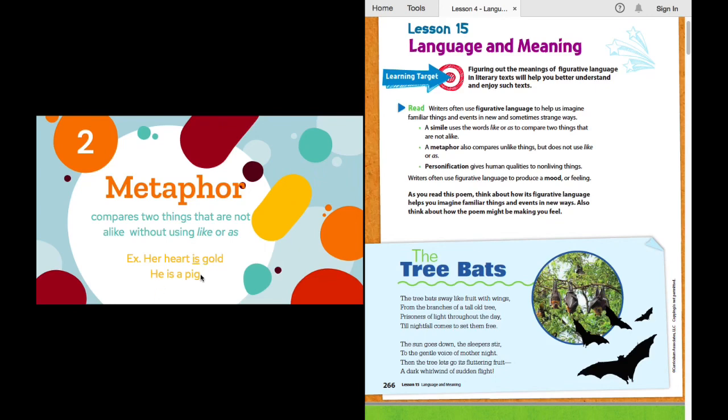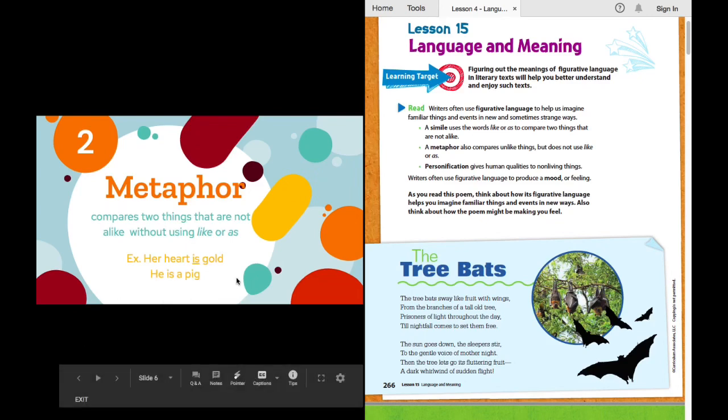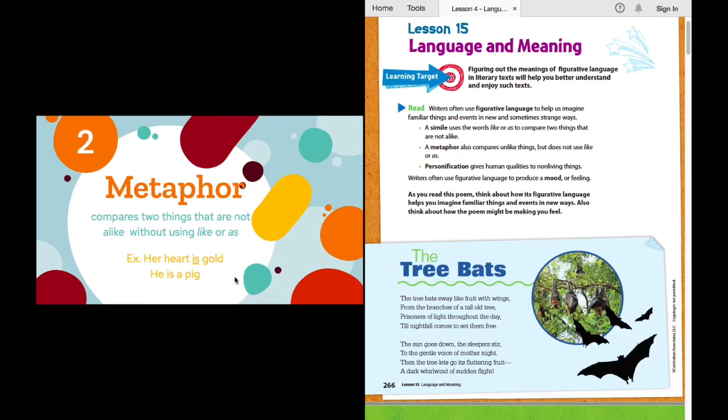He is a pig. Obviously, he's probably not a pig. Whoever it is, the human probably is not a pig. But they're using this to explain how he eats or maybe the way that he acts, right? So they're trying to describe something in a more descriptive way by just comparing them to that thing.